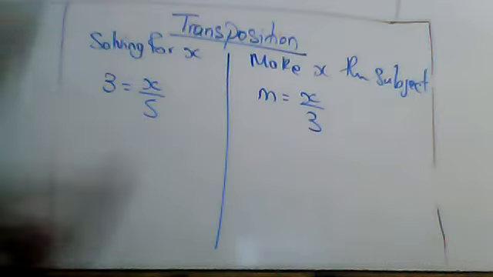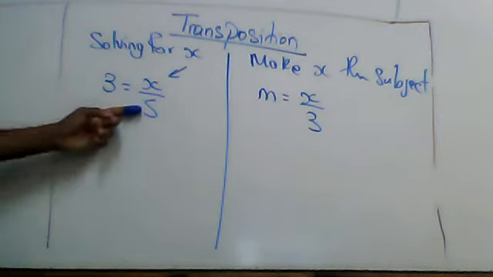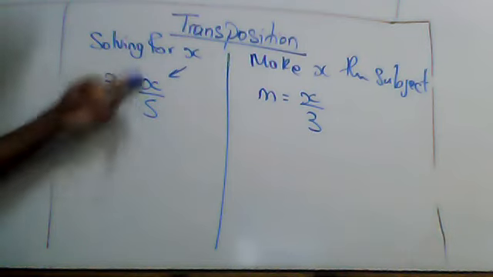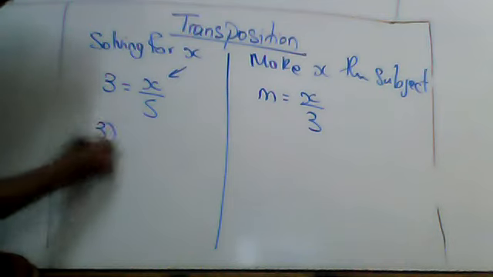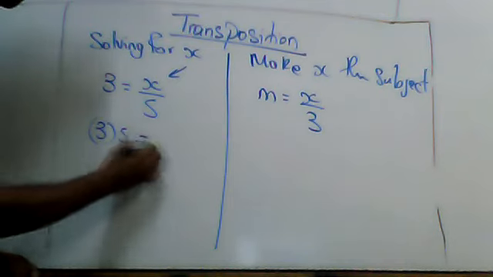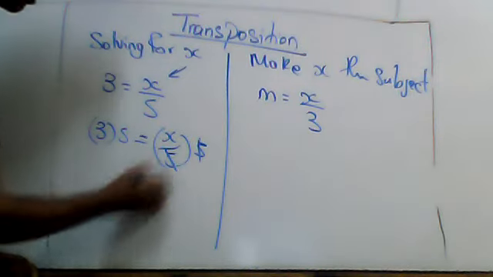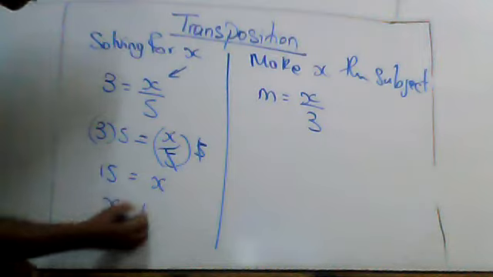So with this one, we're solving for x, but if you realize the x is being divided by 5, so to cancel this 5 right here, we have to do the opposite of division. What's the opposite of division? Multiplication. So I'm going to have to multiply both sides by 5. So 5 is going to cancel 5, so x will be equal to 15 in this case. X is equal to 15.